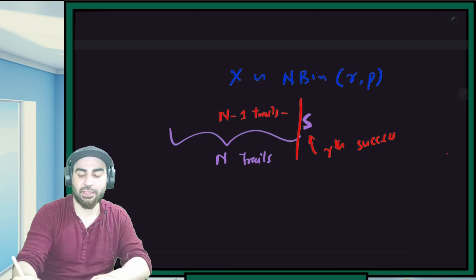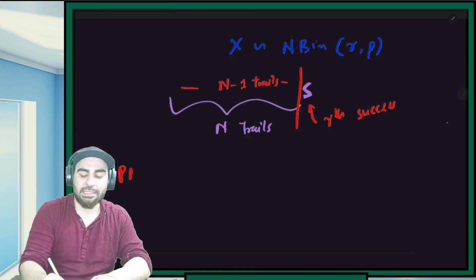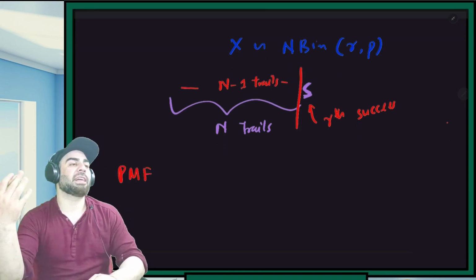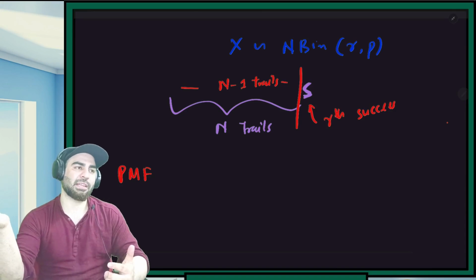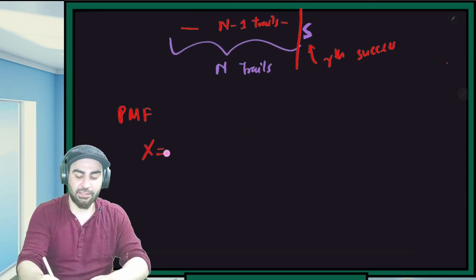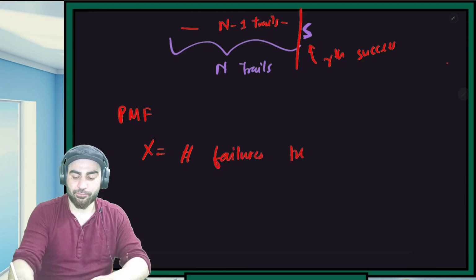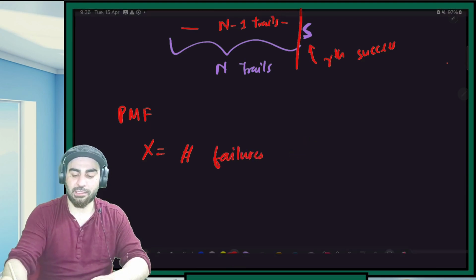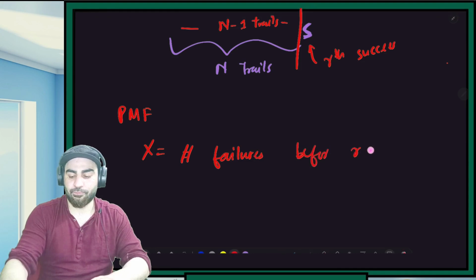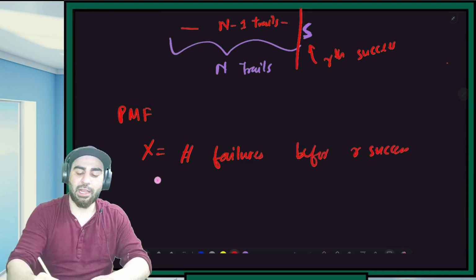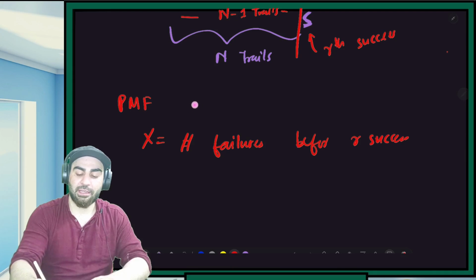There are multiple ways of thinking about it. If I have to compute the PMF, I can ask, what is the probability of getting r successes? Or I can define a random variable x, which is the number of failures before r successes. This is one way. Or I can just define the PMF as the probability of r successes.